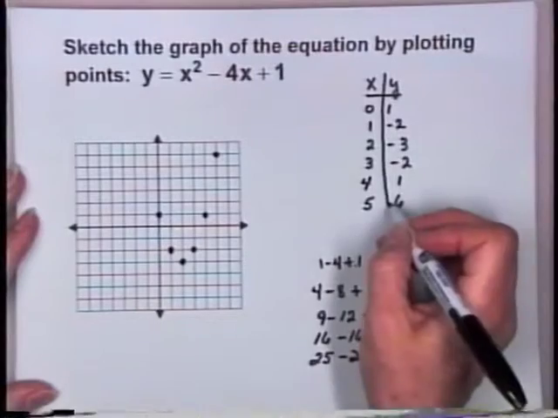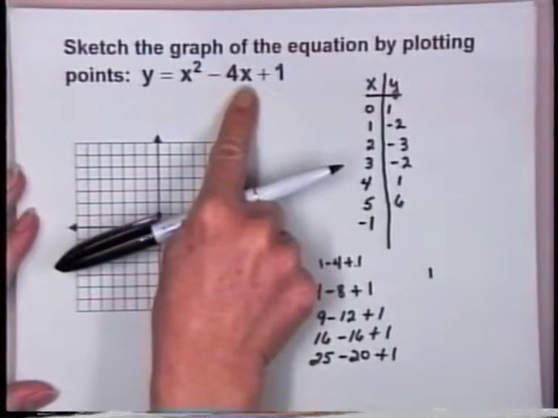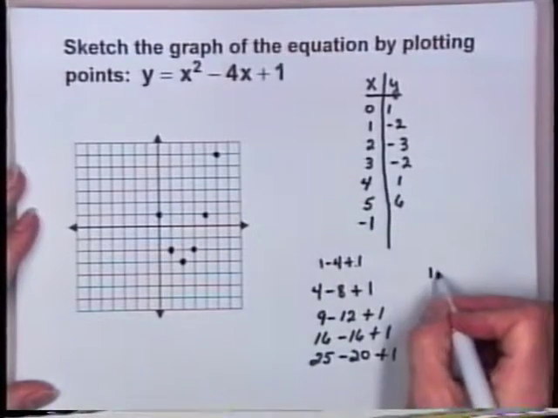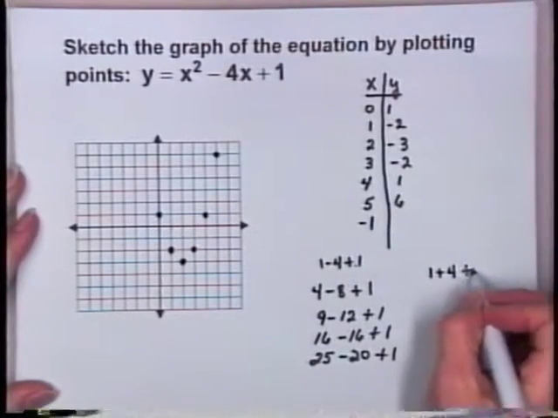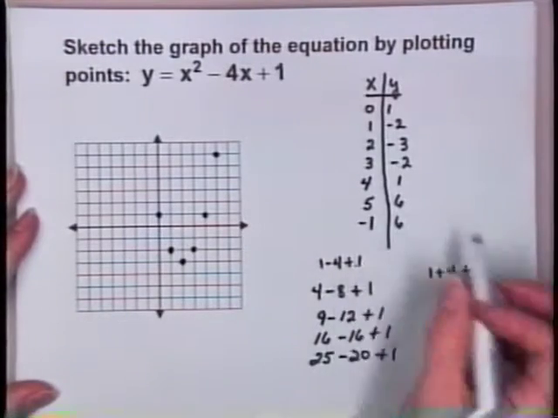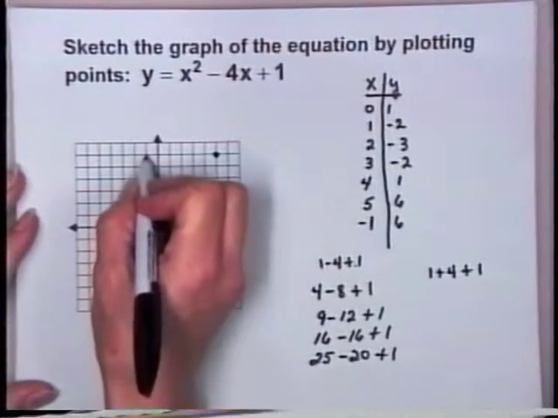Let's choose a negative number for x and see what happens. Let's use a negative 1. Now remember, if you square a negative 1, you get a positive 1, don't you? If you put a negative 1 here, negative 4 times negative 1 is a positive 4, and then plus 1. Well, 1 plus 4 is 5, plus 1 is 6. Negative 1, 6.